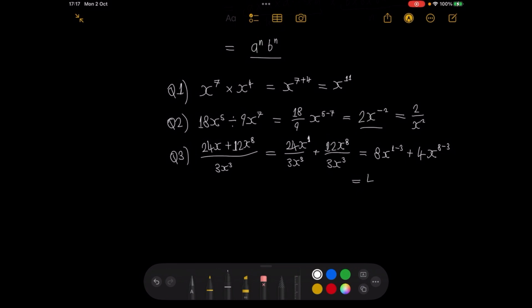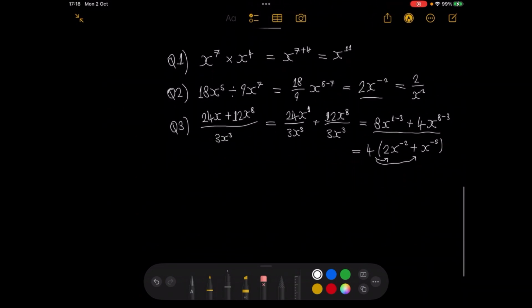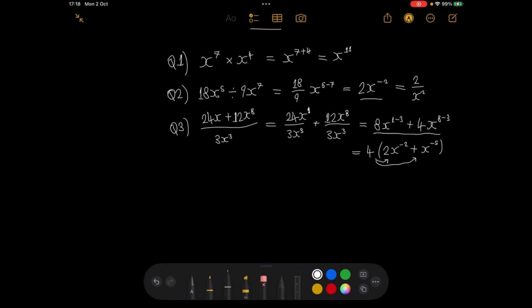So overall, taking out a factor of 4 if you like, we have 4 times 2x to the minus 2 plus x to the minus 5. And obviously if you multiply out these terms here, then you'll get the expression above. Okay, so that pretty much takes us to the end of all the revision content.